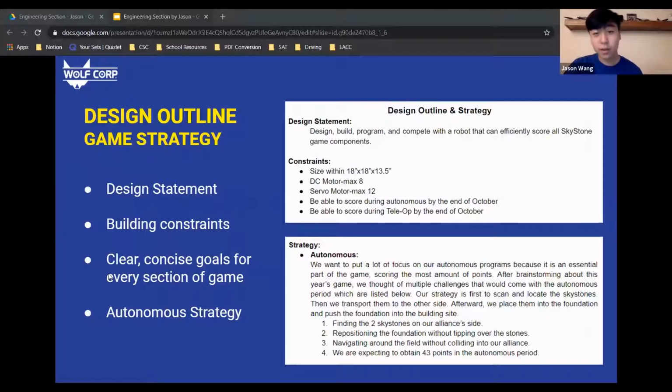And then after all of that, once we got down to the general strategy, we came up with any challenges we thought we would face. First, the main challenge would be getting the robot to recognize and find the 2 Skystones on our alliance's side. With this, we actually used computer vision and integrated it with the robot controller phone, but we'll get more into those details later. Other challenges included repositioning the foundation without tipping over the stones and navigating around the field without colliding into our partner.